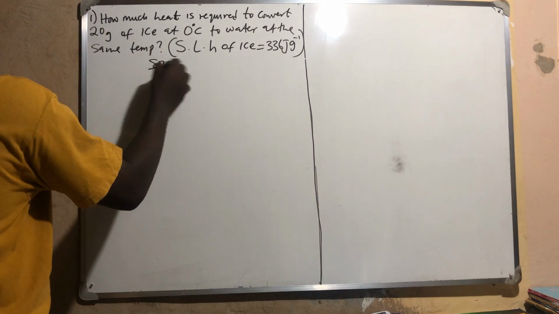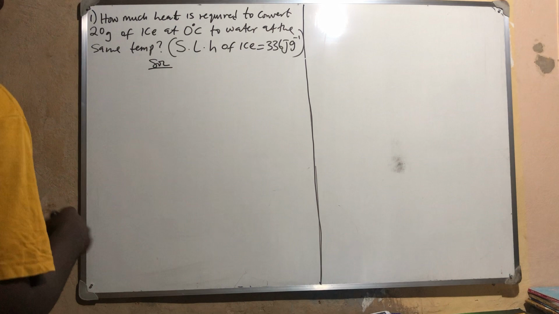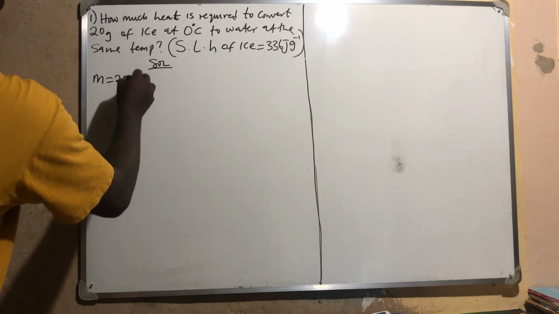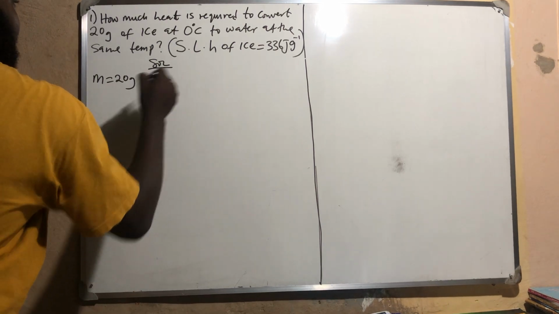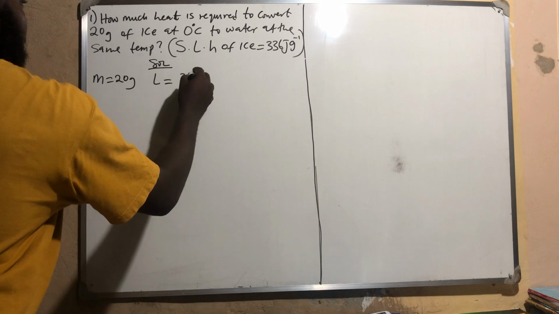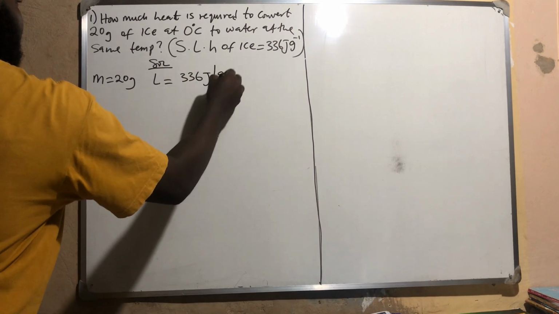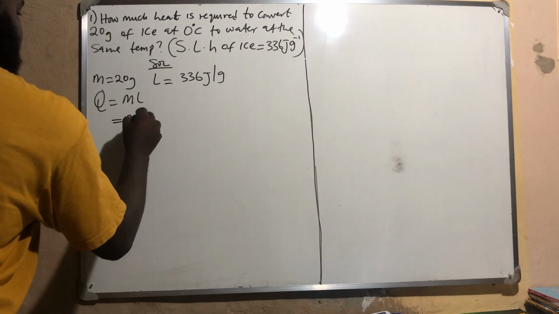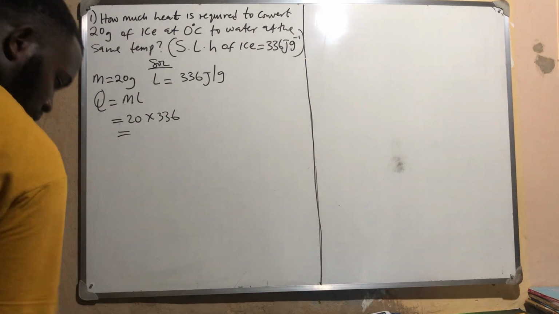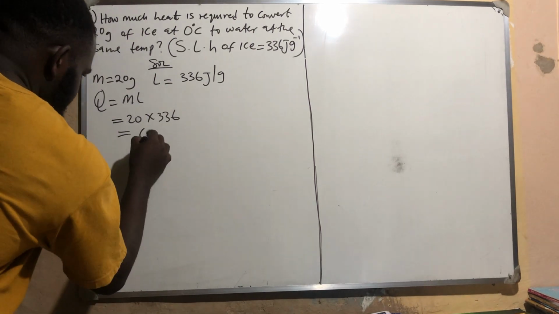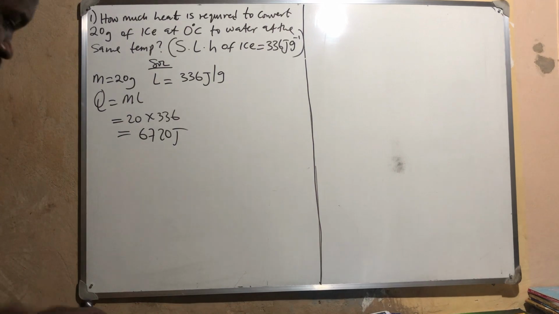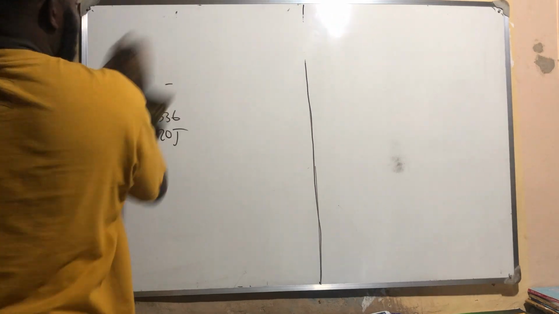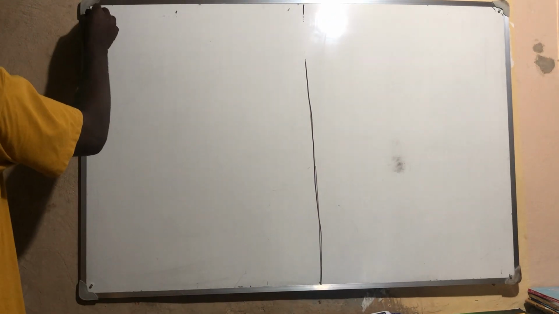So solution, what do we have here? The first thing they gave us is the mass. The mass is 20 gram. And we have L, the specific latent heat, as 336 joule per gram. I know that Q is equal to ML, which is 20 times 336, which will give you 6720 joules. So that is my latent heat. Question number 1 done.